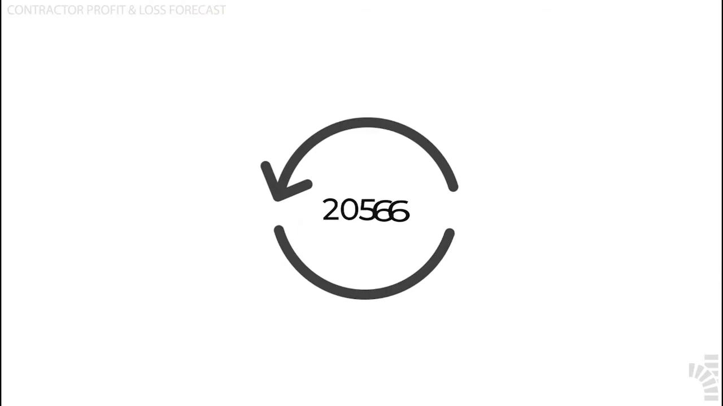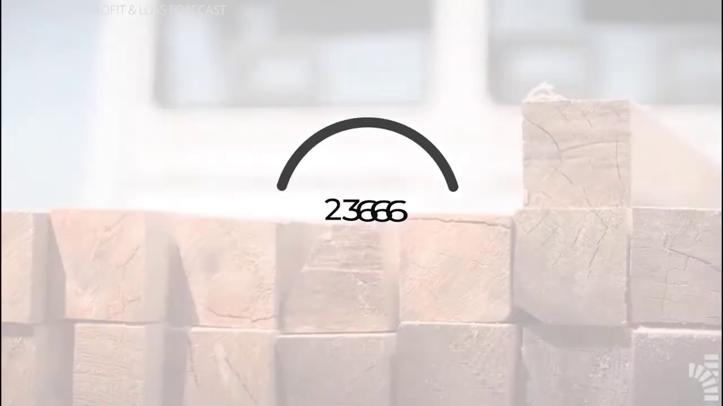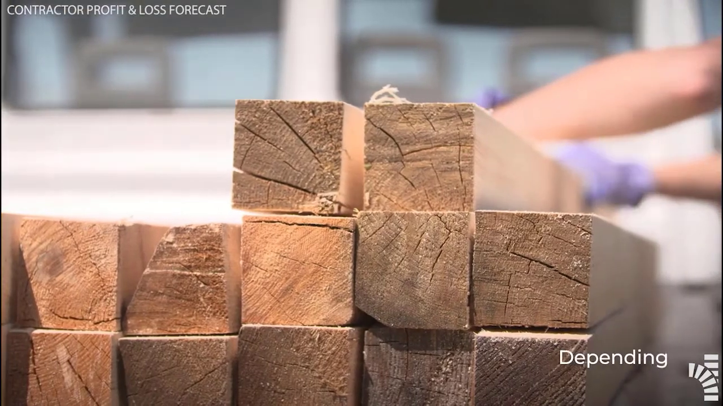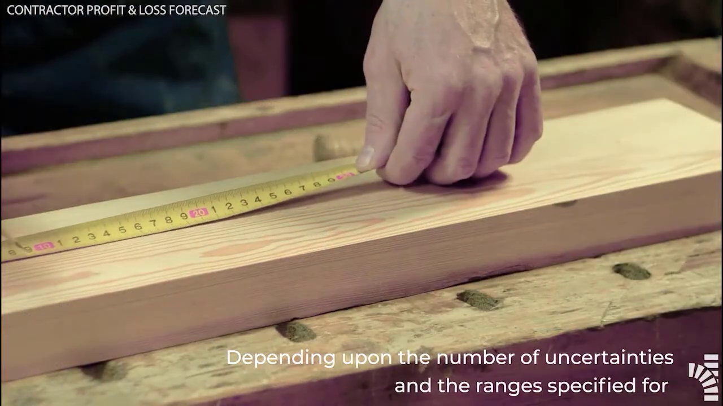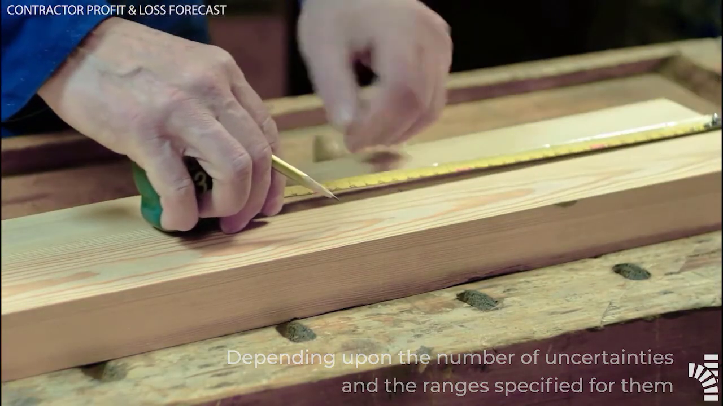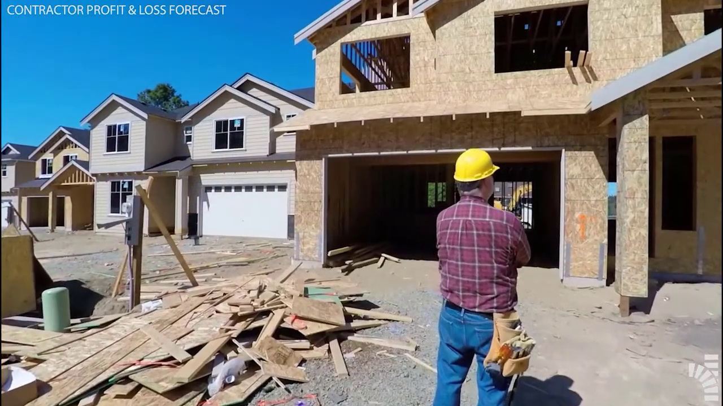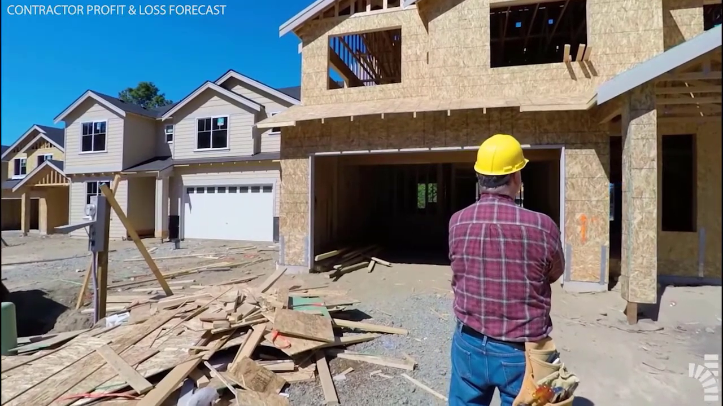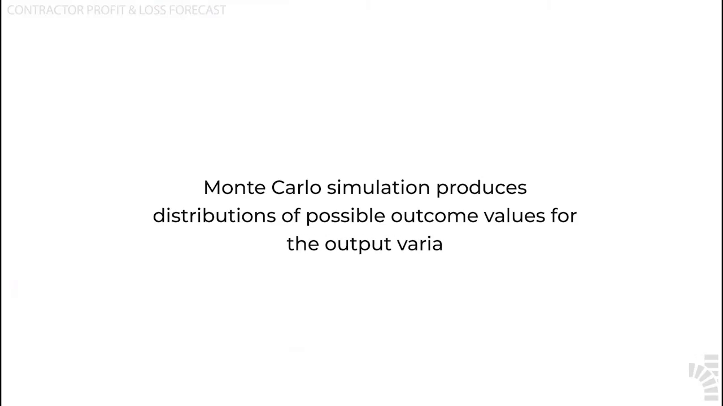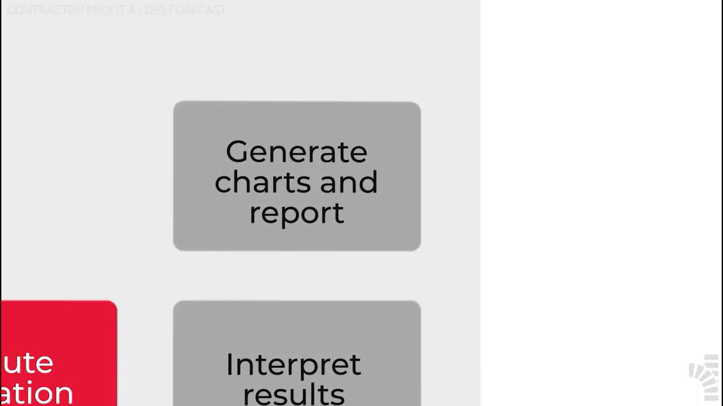In other words, the Monte Carlo simulation process run by @Risk calculates results over and over, each time using a different set of random values from the probability functions defined for the input variables. Depending on the number of uncertainties and the ranges specified for them, a Monte Carlo simulation could involve thousands or tens of thousands of recalculations before it is complete. Monte Carlo simulation produces distributions of possible outcome values for the output variables.